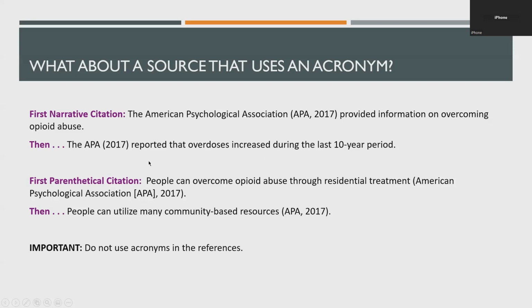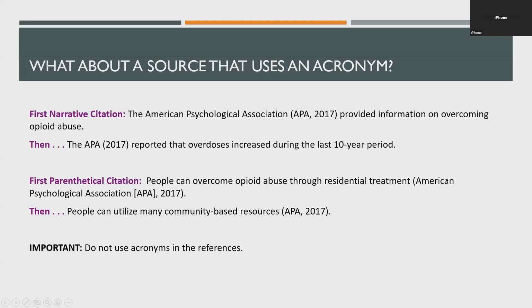Similarly, let's say that I'm not mentioning the American Psychological Association in my sentence. Here's how I would handle that. So people can overcome opioid abuse through residential treatment. This is from the American Psychological Association. In brackets, these square things here, I've clarified that I mean the APA. In the future, I'm going to refer to them as APA. And as always, I include my publication date. So the only real difference here is I didn't say American Psychological Association in my sentence, but I still needed to clarify for my readers that that's what that acronym means.